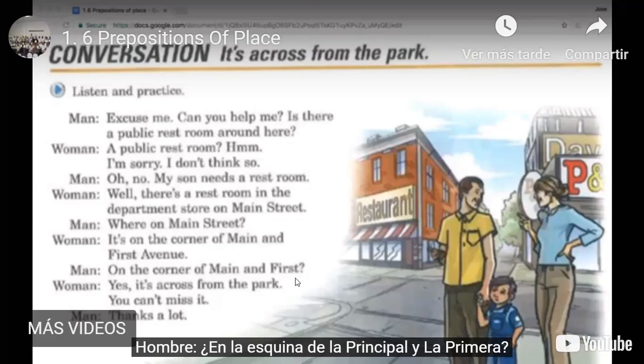Main Street. Listen, Main means principal, la calle principal, right? Hasta hay una canción de los 70 que sí se llama la calle principal, Main Street, right? Okay, now again, please repeat. There's a restroom in the department store on Main Street. Well, there's a restroom in the department store on Main Street.